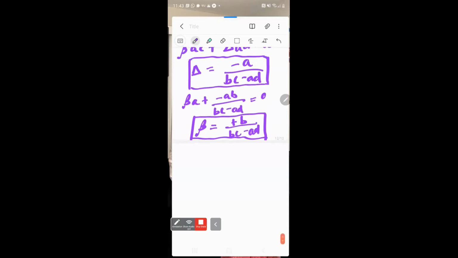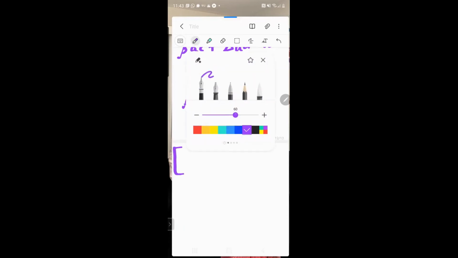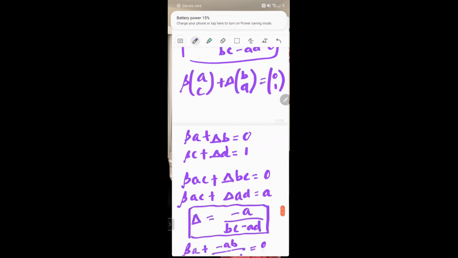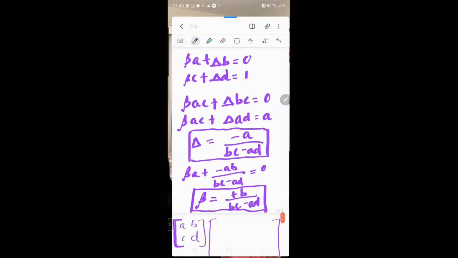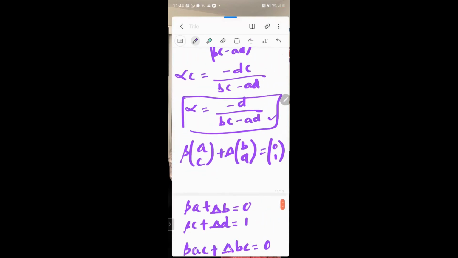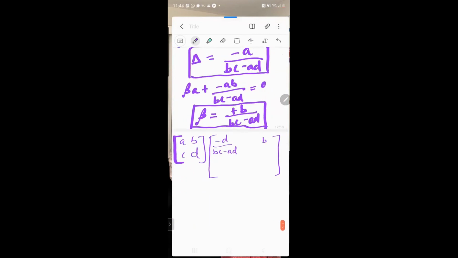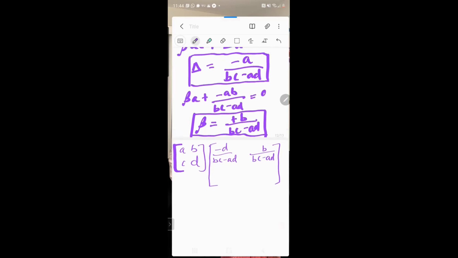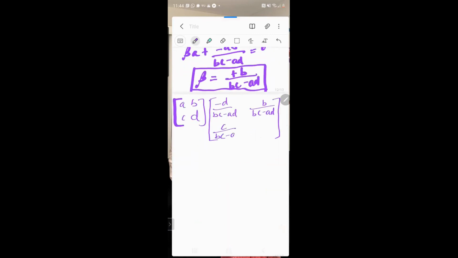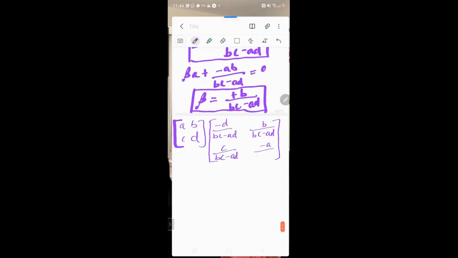Okay. So we ended up getting these values for beta, delta. For our initial matrix A, B, C, D, we got this inverse matrix, where alpha was minus D by BC minus AD, beta was plus B by BC minus AD, gamma was C by BC minus AD, and delta was minus A by BC minus AD. So this is our inverse.